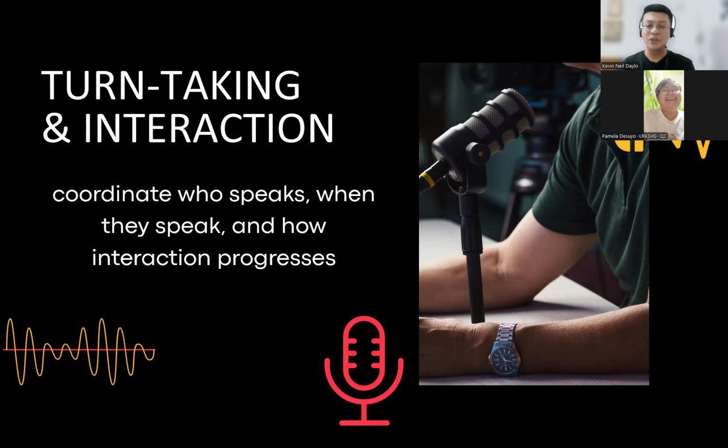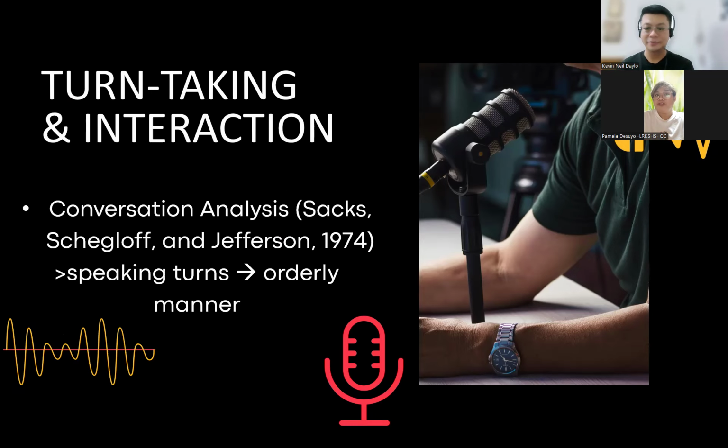Turn taking refers to how participants coordinate who speaks, when they speak, and how interaction progresses. We can encounter turn taking in different settings: classrooms, interviews, conferences, panel discussions, podcasts, and even in webinars. Even this presentation depends on successful turn taking.